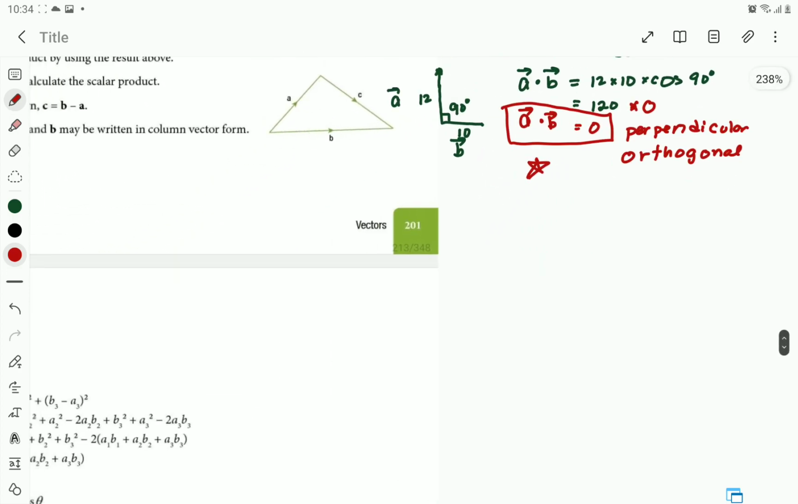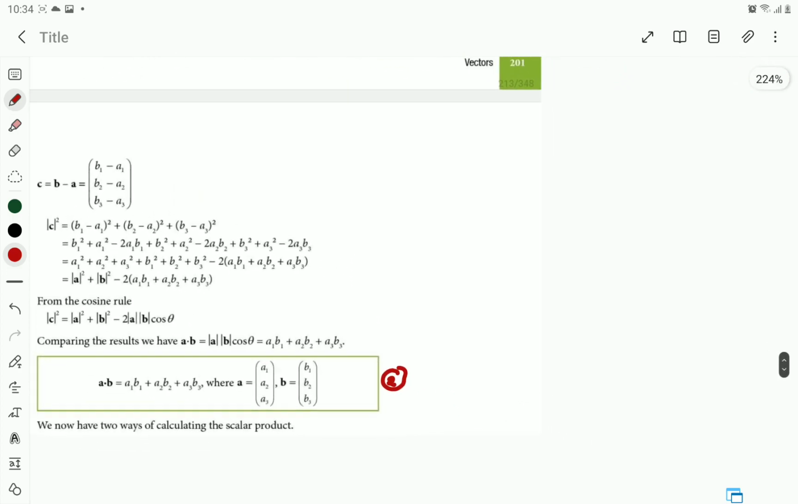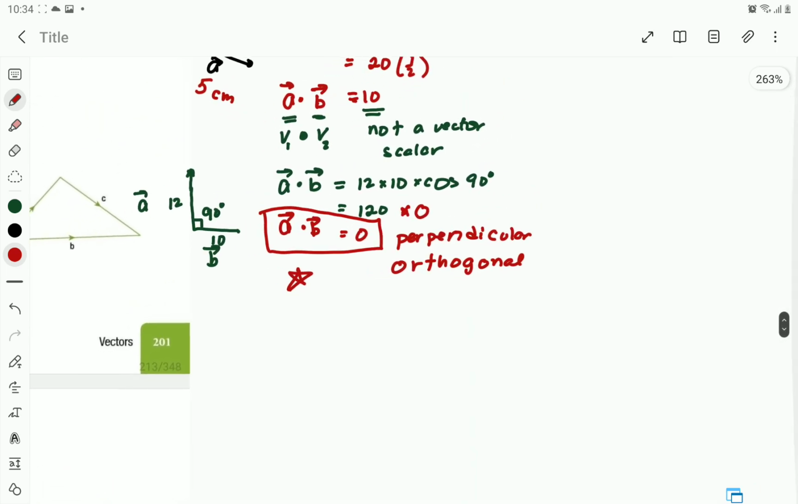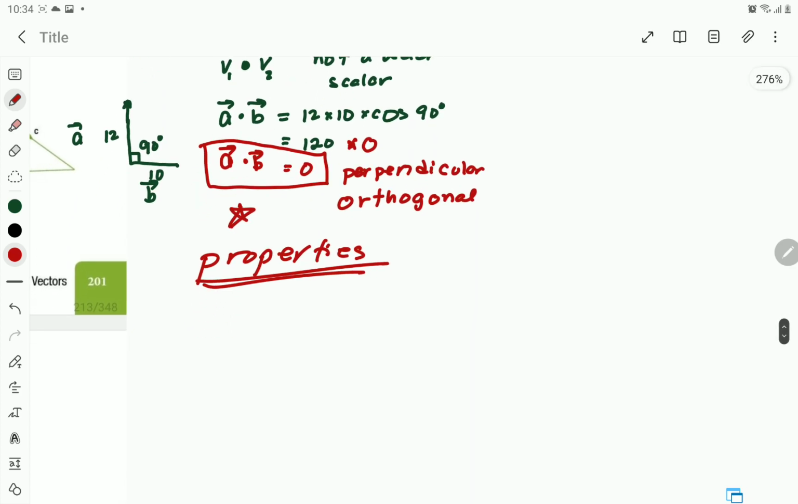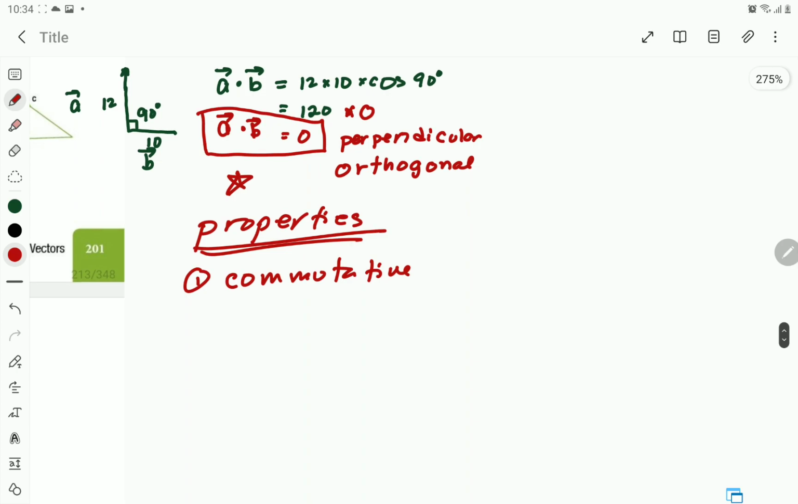So before I proceed to the second definition, let's first look at some properties. Okay? These properties are important. So the first property is that the dot product is commutative. Commutative, because vector B dot vector A is the same as vector A dot vector B.